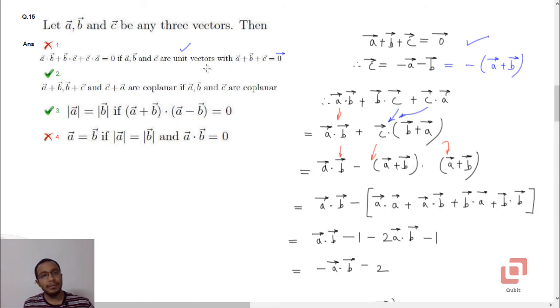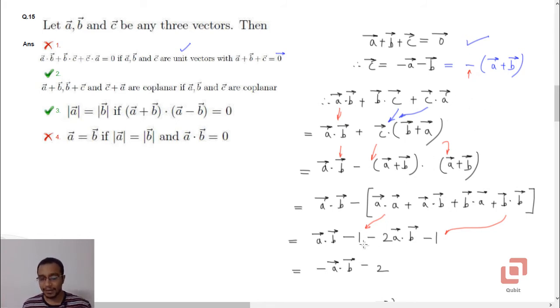Now a and b as well as c are unit vectors, so a bar dot a bar will be 1, b bar dot b bar will also be 1, okay? Now again use commutativity, so b bar dot a bar will be equal to a bar dot b bar, so I have written this as 2 a bar dot b bar, and observe that every term inside the bracket will be negative due to this, I mean, it will have this negative sign.